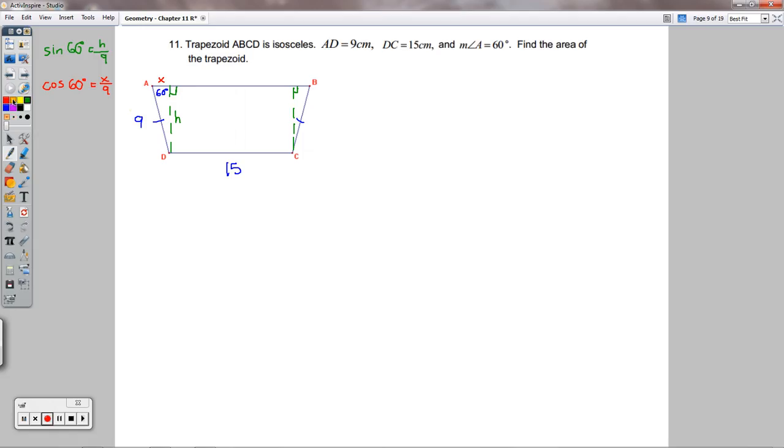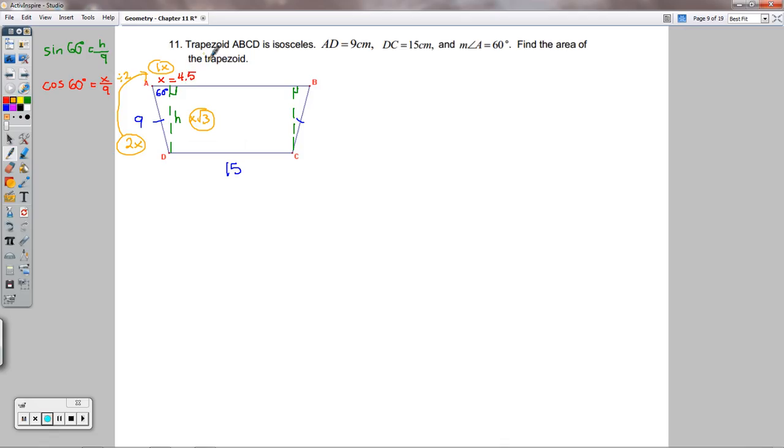You're going to use the ratios to solve for x and h. This is your 2x part. This is your x times the square root of 3 part. And then this is your just 1x part. So we're going from the 2x to the 1x. You're going to divide by 2. 2 to 1, divide by 2. So that means x would be 4.5.